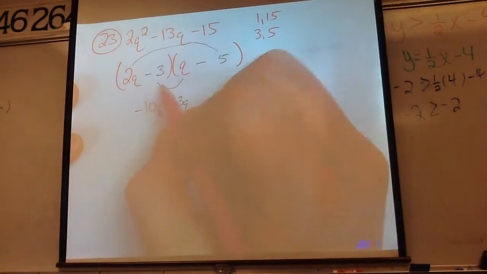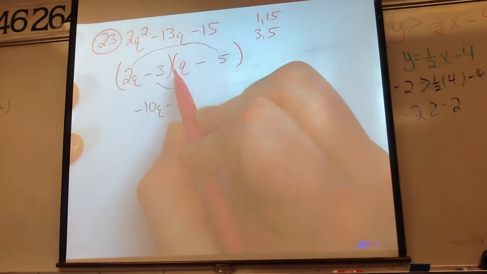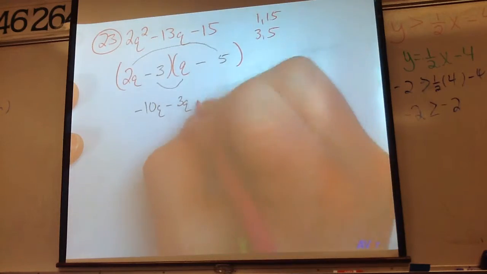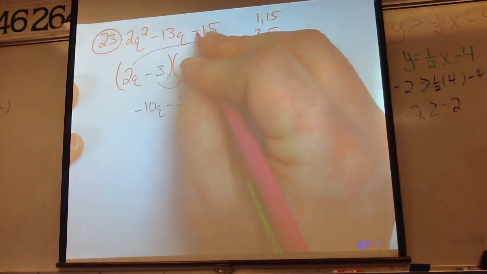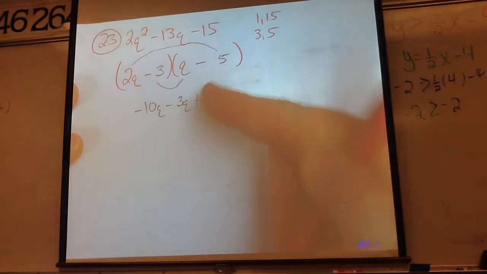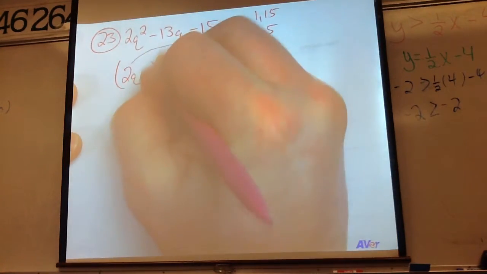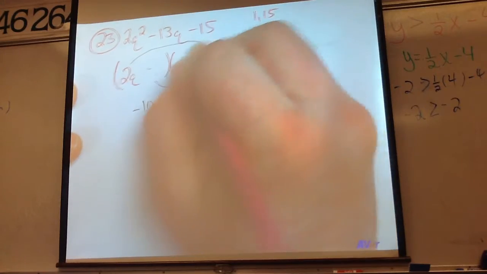No. Because guess what? You forgot to check the back. If you do negative 3 times negative 5, that's plus 15. We need negative 15. This doesn't work. What if we flip it? Let's flip it and see what happens.